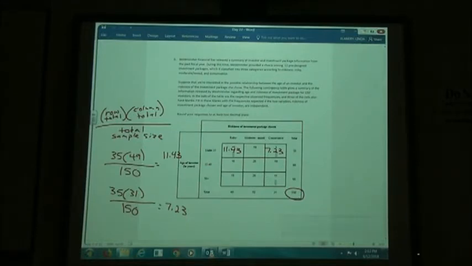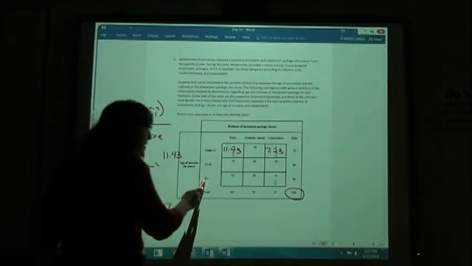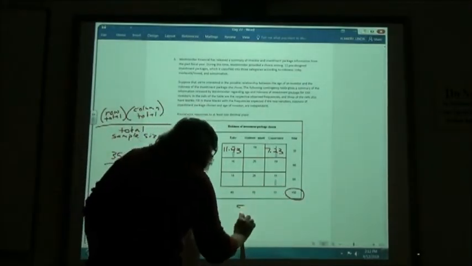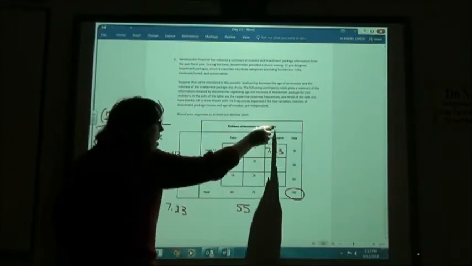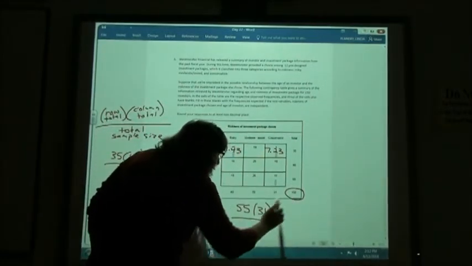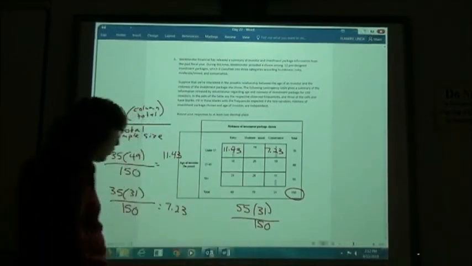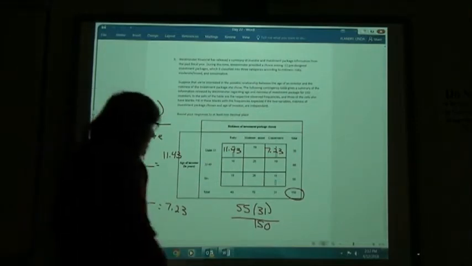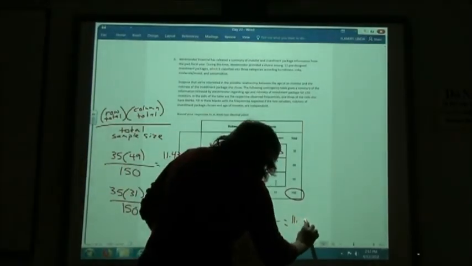And my last one over here at the 50 plus. How many are conservative? So my row total is 55. My column total would be 31. Divided by my sample size, 150. So 55 times 31 divided by 150 gives you 11.37.